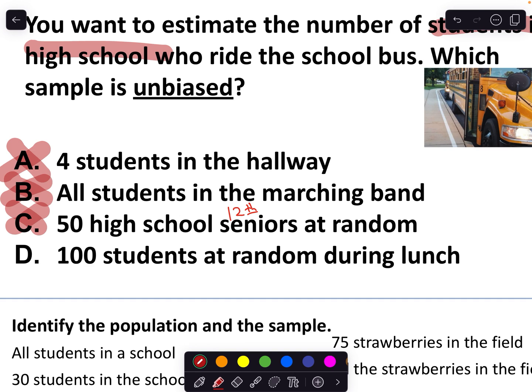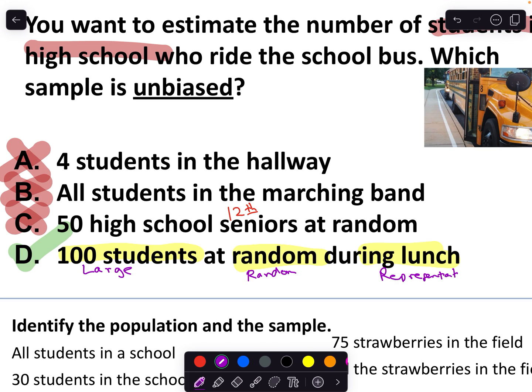100 students at random during lunch. This is the one we're going to go with because of these things. 100 students is large, right? That's a lot of people. You're randomly talking to them, so obviously it's random. And then during lunch is a sneaky key factor here, because that means it's representative.